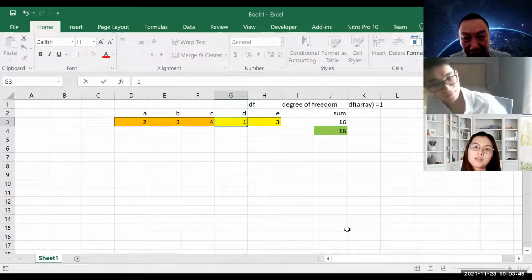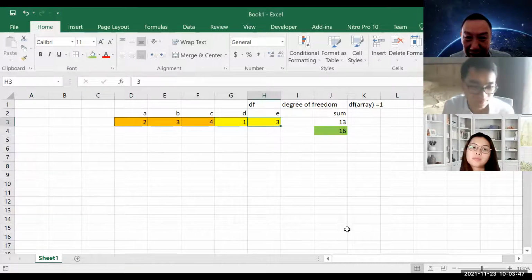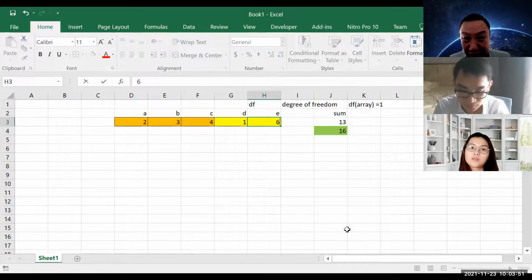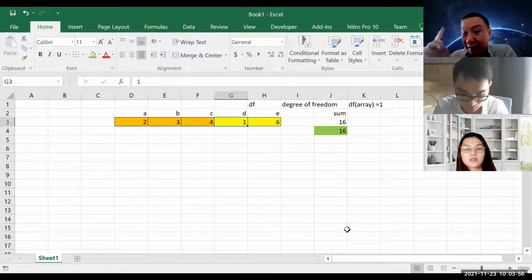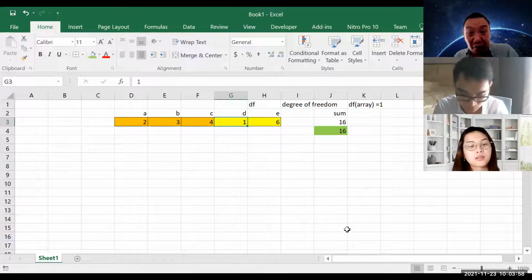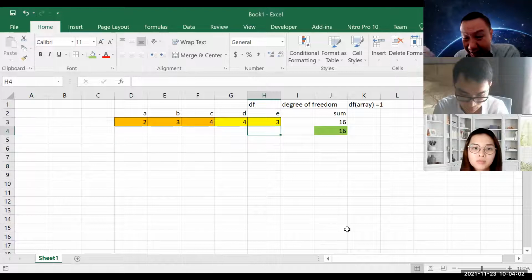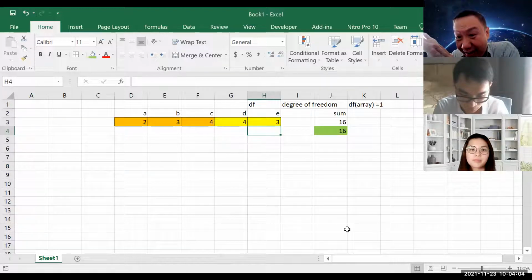I can take 1 in here, and then I can take 3 plus 3, so 6 here, correct? That is also a sum of 16. But when you take 4 and 3 here, correct, the sum is 16, right?